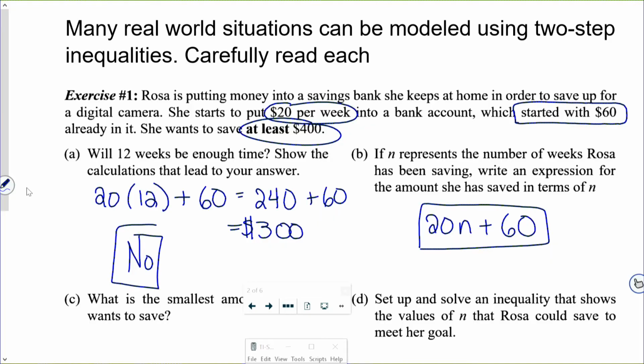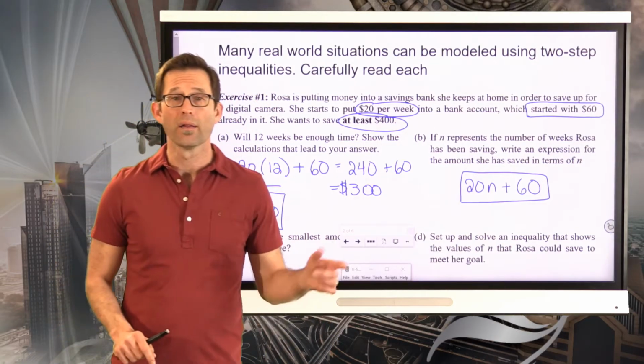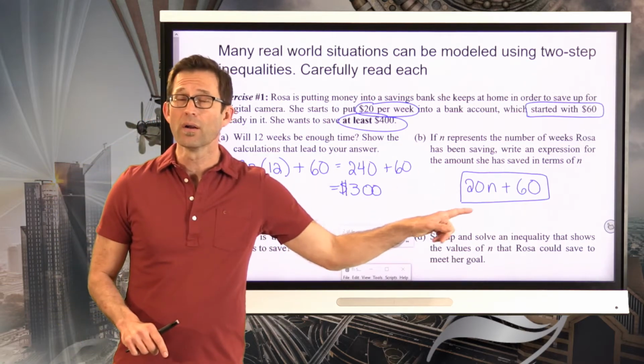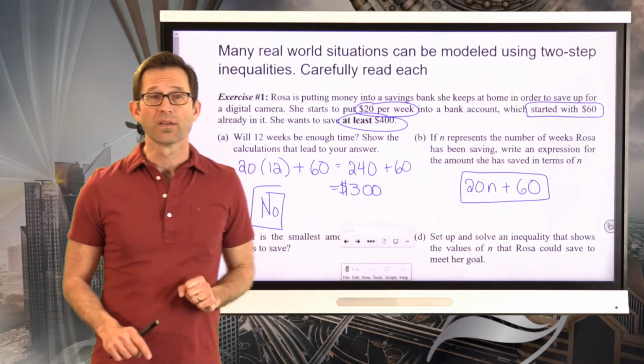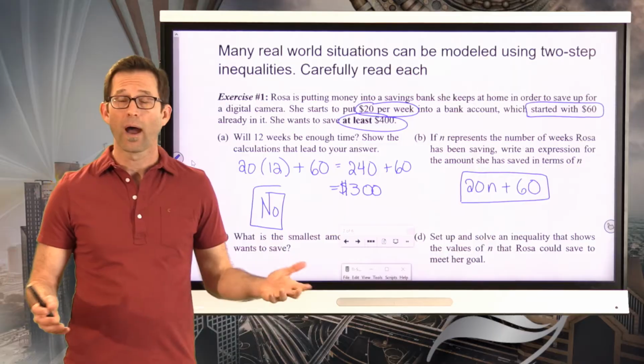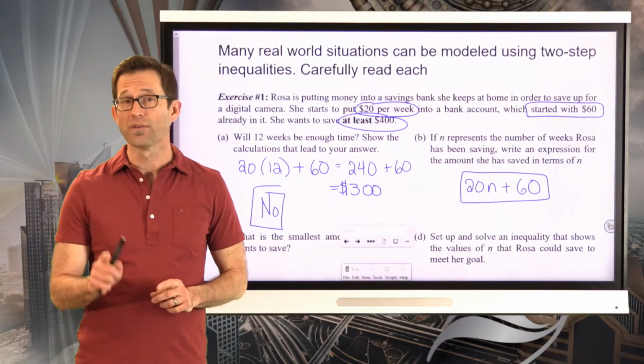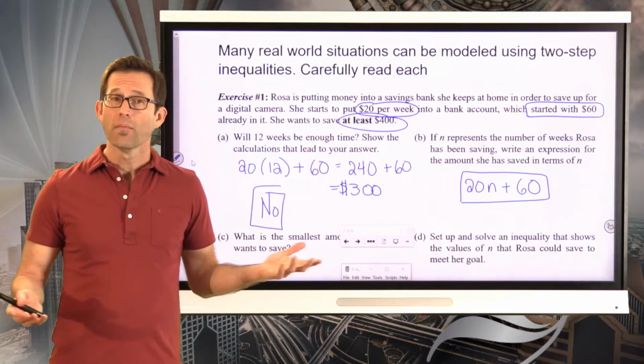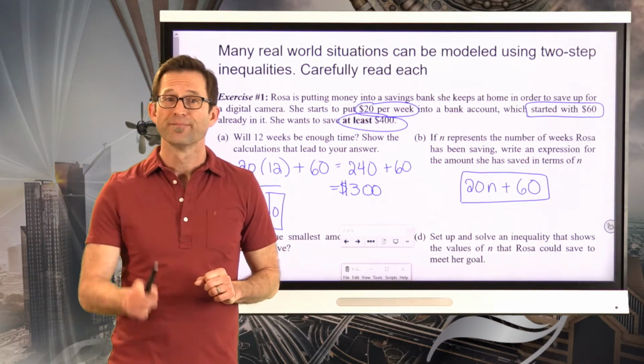So now, if you gave me a certain number of weeks, if you said, well, what about after 30 weeks? Well, I could put 30 in here, evaluate the expression, and it would tell me how much money she had saved up. It wouldn't tell me if she had saved up enough, then we'd have to compare it to the 400, but it would tell me how much she saved up. All right.